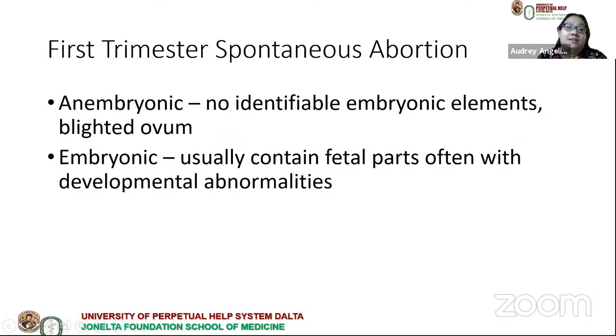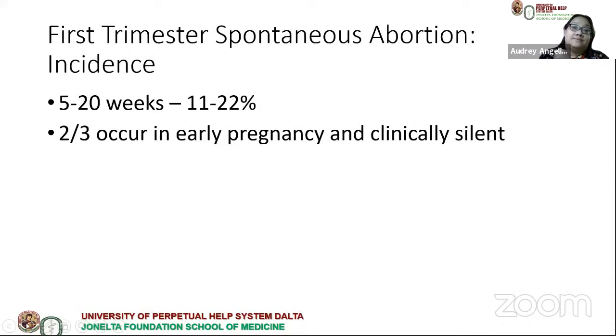Okay. So another way questions are asked with regards to abortion would be classification. It could be anembryonic or embryonic. In anembryonic there's no identifiable embryonic element, so that is your anembryonic pregnancy, which is also known as your blighted ovum. Of course, your embryonic would contain fetal parts, often with developmental abnormalities. Okay? Of course, you have to know your incidence. 5 to 20 weeks, 11 to 22% of abortions would occur, and 2/3 would occur in early pregnancy, and more often, the patient does not know that she is already pregnant.